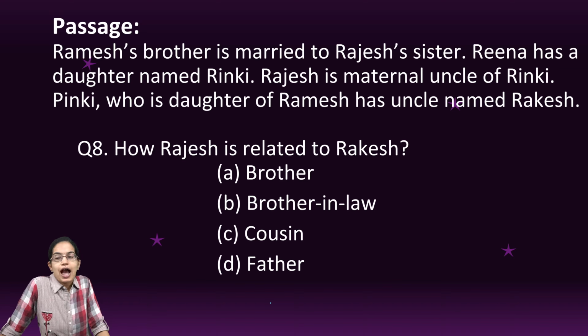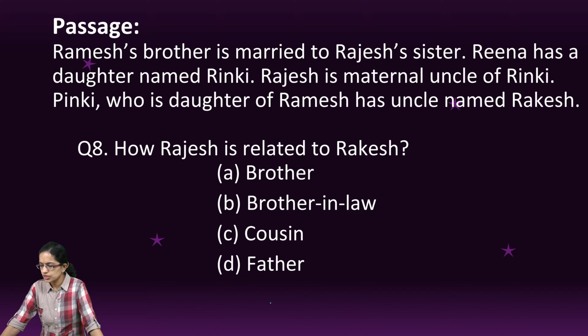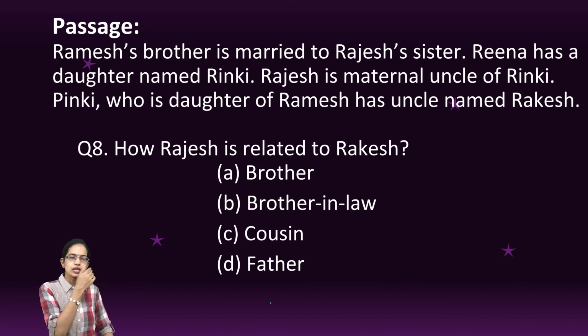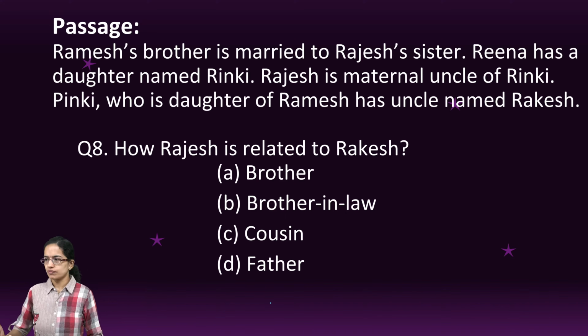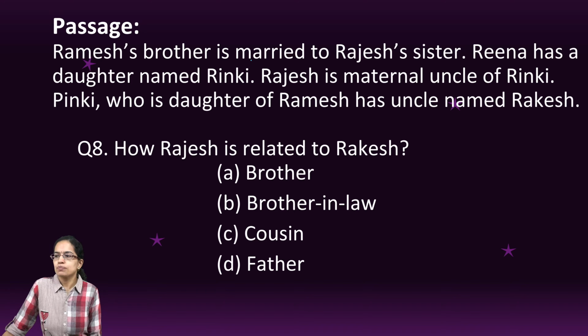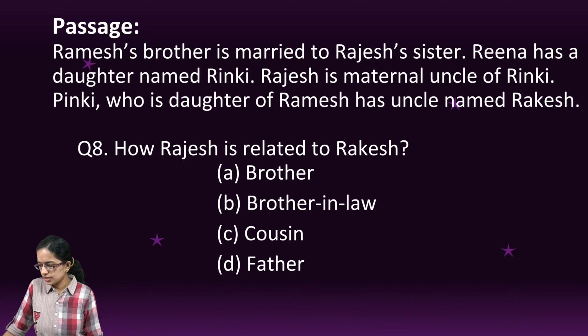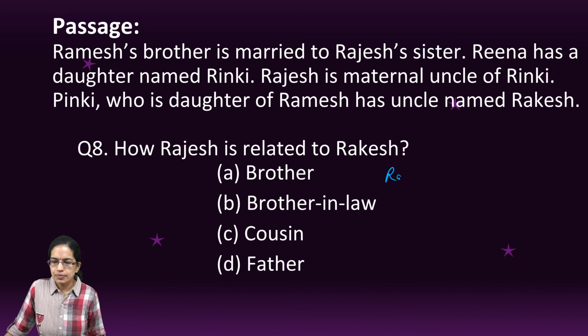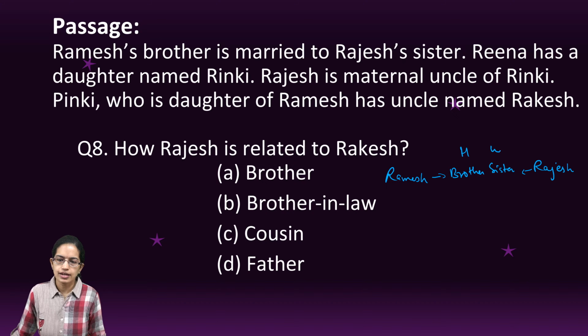Now here we have a passage question. Now this passage question is again interesting, and we have 3 questions related to the same passage. So let's solve this passage question very carefully. Ramesh's brother is married to Rajesh's sister. Okay, so I write Ramesh here and I write Rajesh here. Ramesh's brother, so brother of Ramesh and sister of Rajesh. Okay, they are husband and wife.